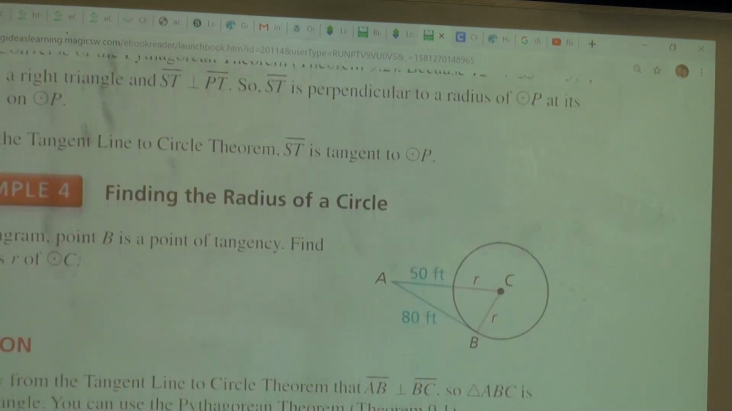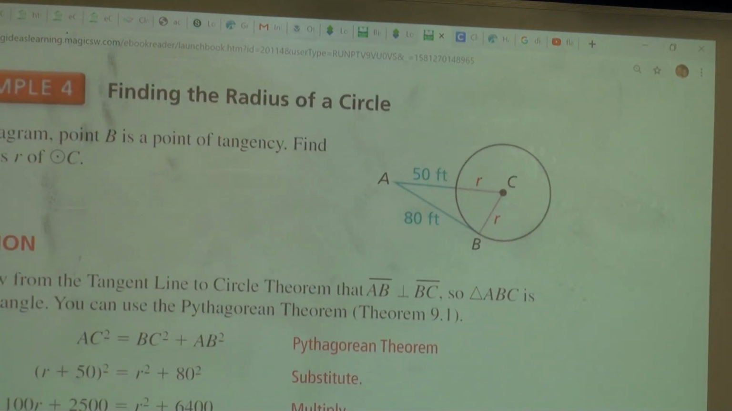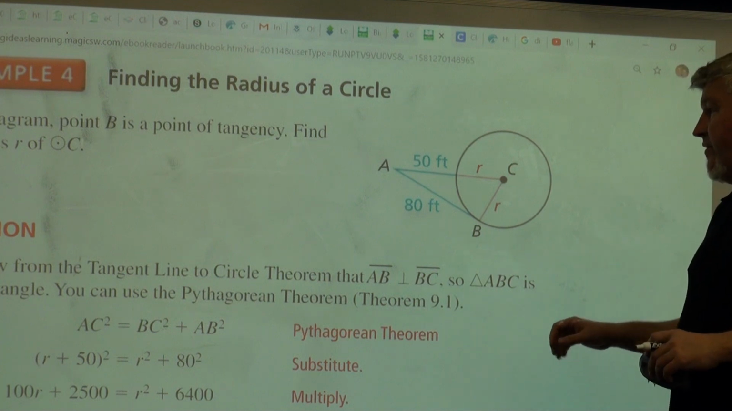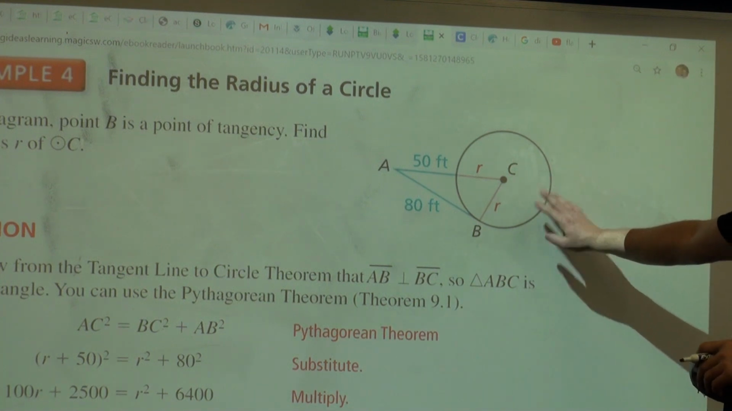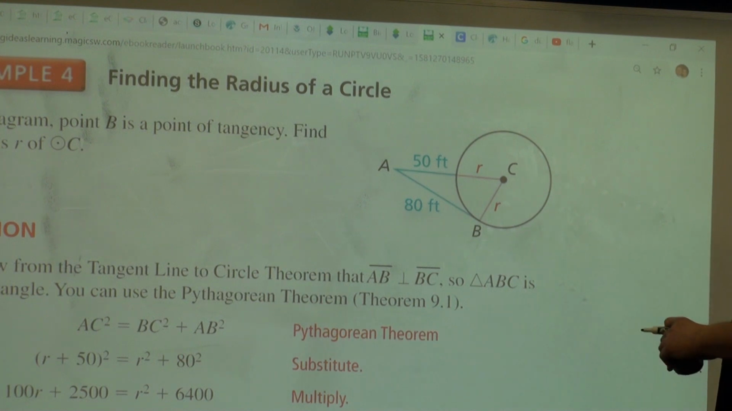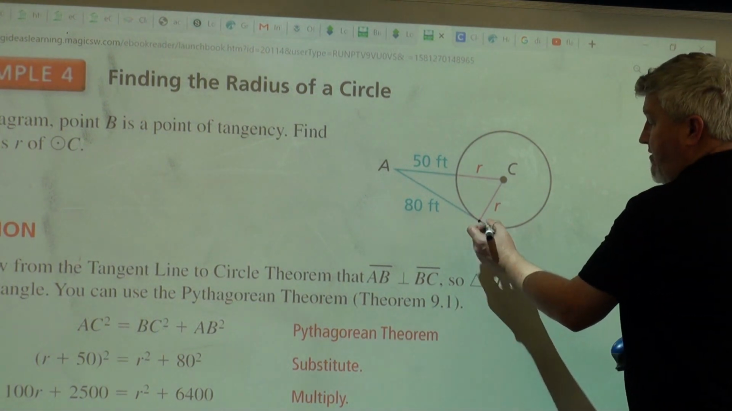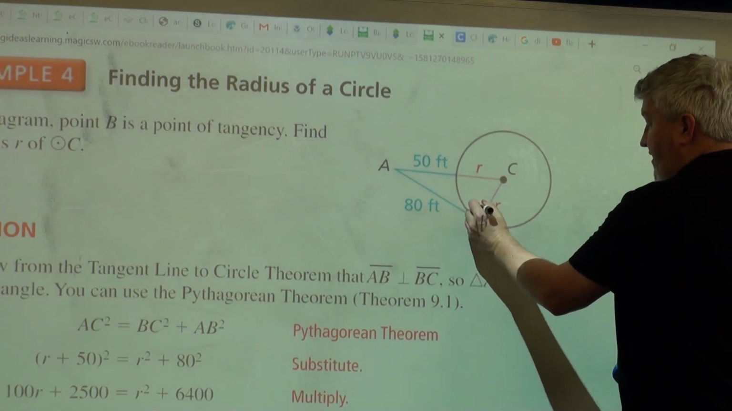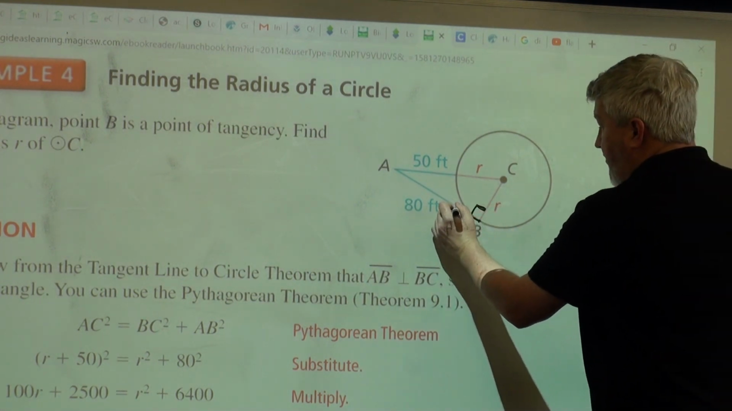Then example 4, finding the radius of a circle. Slightly more complex, but nothing terrible. In the diagram, point B is a point of tangency. Find the radius. So, because it tells you point B is a point of tangency, that means it forms a 90-degree angle here. We have a right triangle.